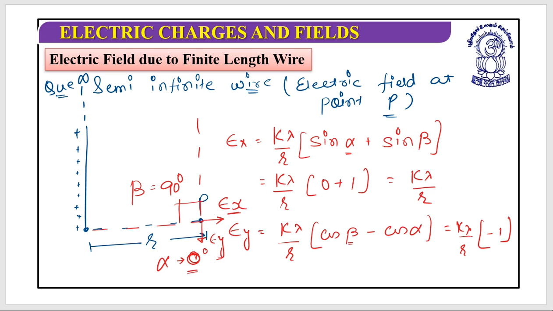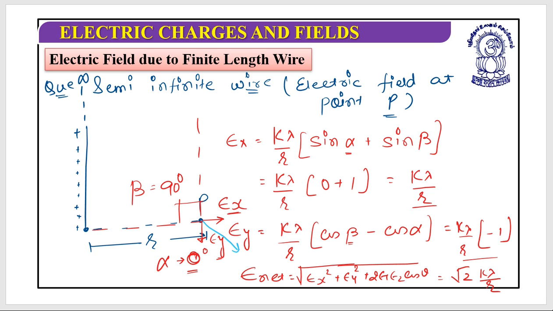Now look at this Ex and Ey. Both have the same magnitude, I'm talking about the magnitude. It's k lambda by r. So while I'm making E net, that would be root of Ex square plus Ey square, which will give me root 2 k lambda by r in magnitude. And what about the direction? It will be in this direction. This is the direction of E net.